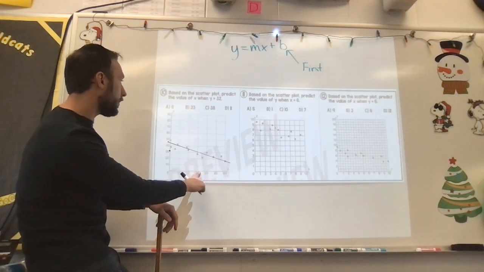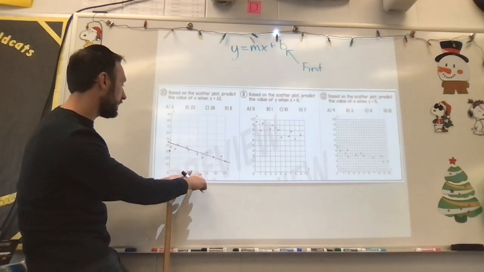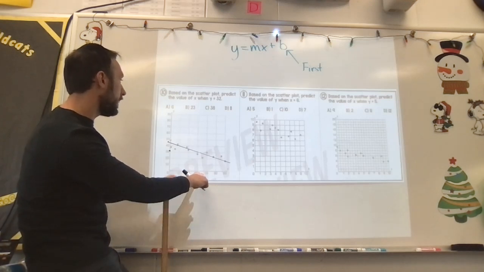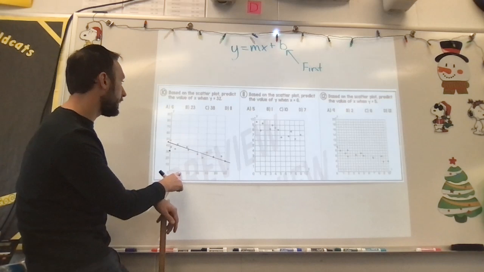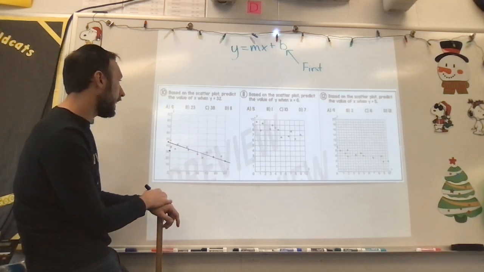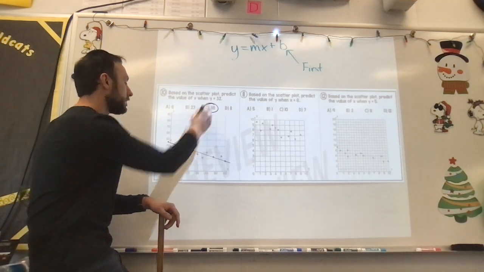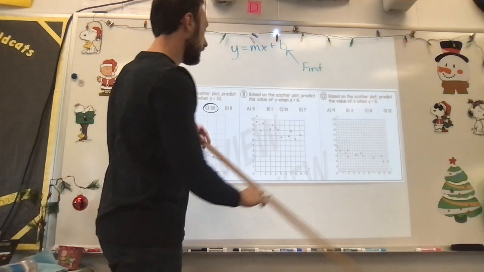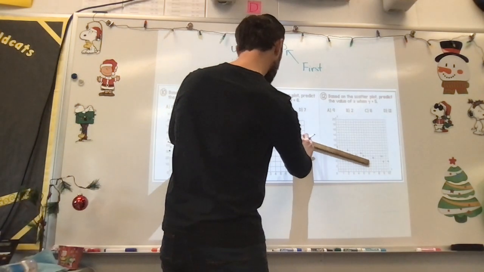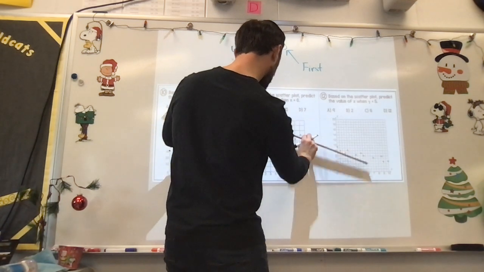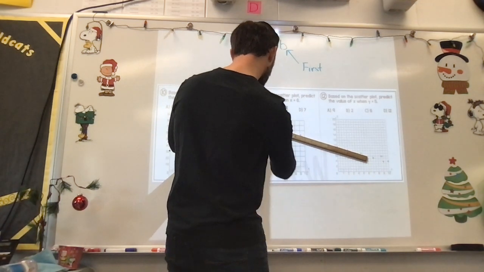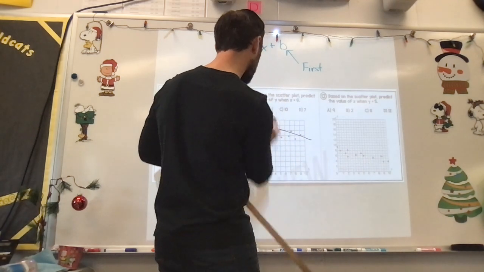We have 6, 23, 38, and 11. 23 is way over here, so that's not close to what it would be. 11 is way over here. 6 is way over here. I would say that your best option here would be C, 38. Once again, draw a line of best fit and try to cut the data exactly in half. Maybe like right there. Oh, I hate that.